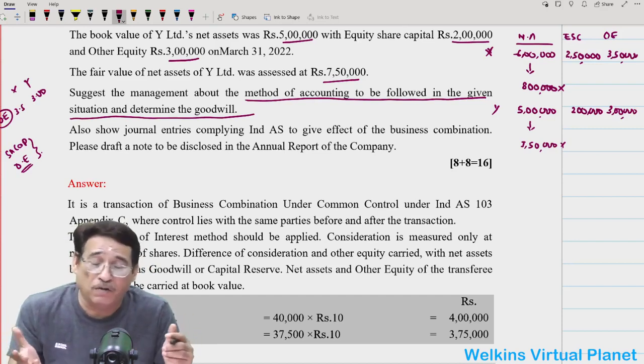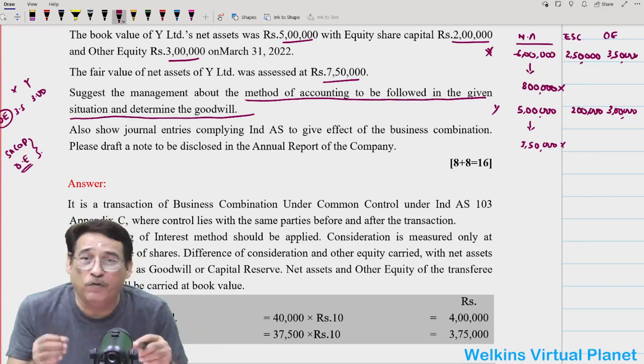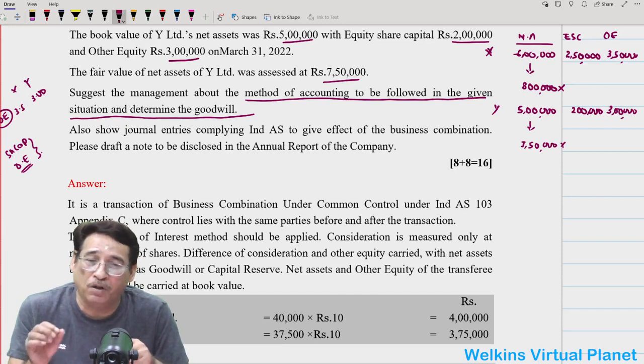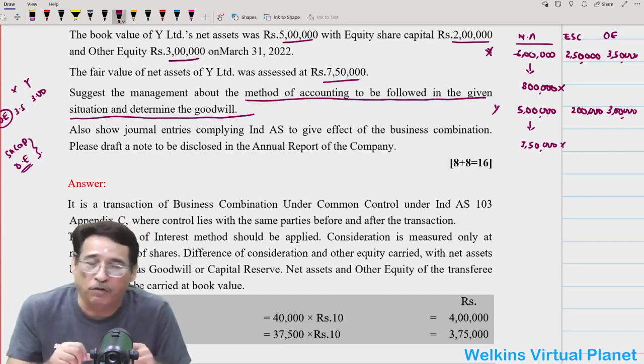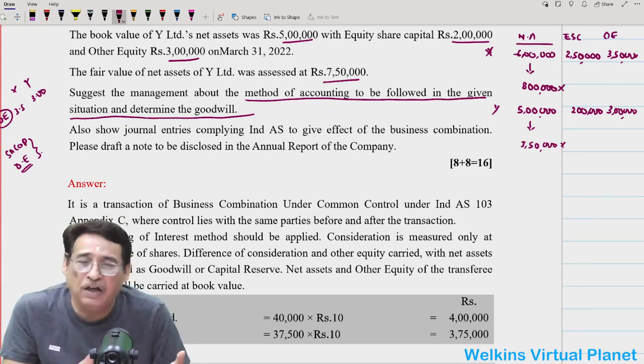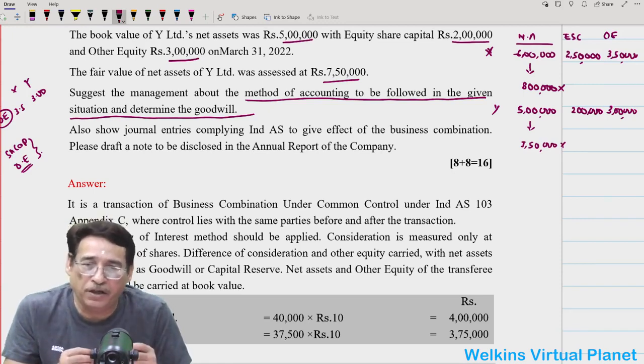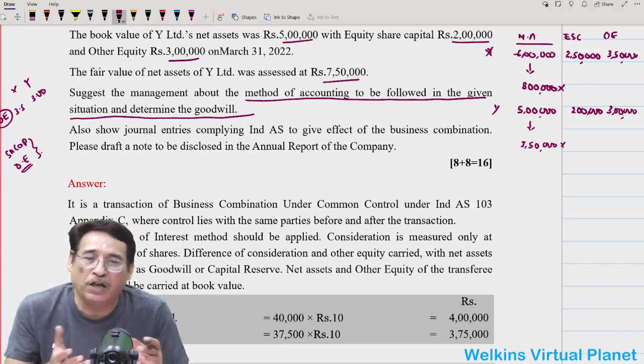How is it possible? On the one side, I am saying that the purchasing company can take over only assets and liabilities. They can never take the share capital or other equity of the companies being taken over. And still we are maintaining that as per Appendix C, the pooling of interest method will be adopted. As per the pooling of interest method, the rule is that all the assets and liabilities will be taken over at book value. Besides, we are going to take over the other equity item.